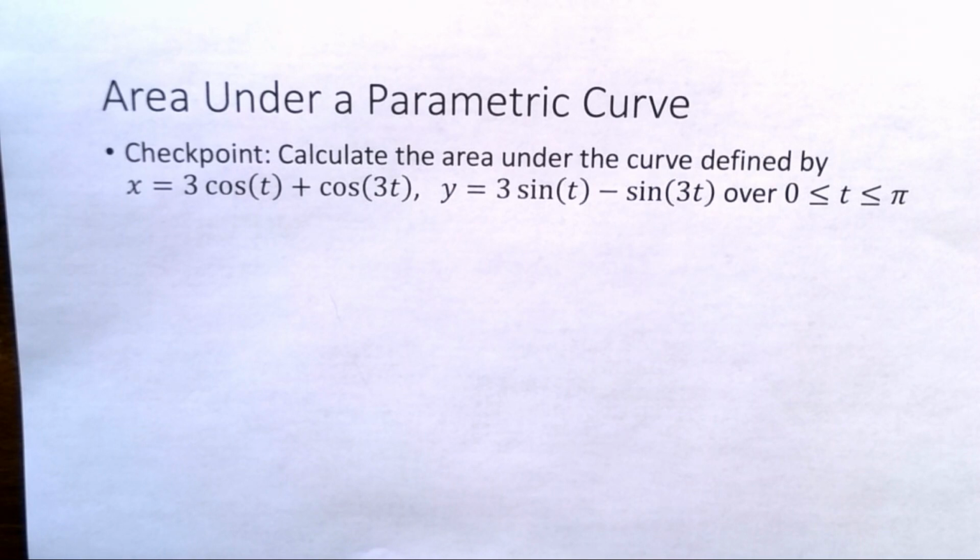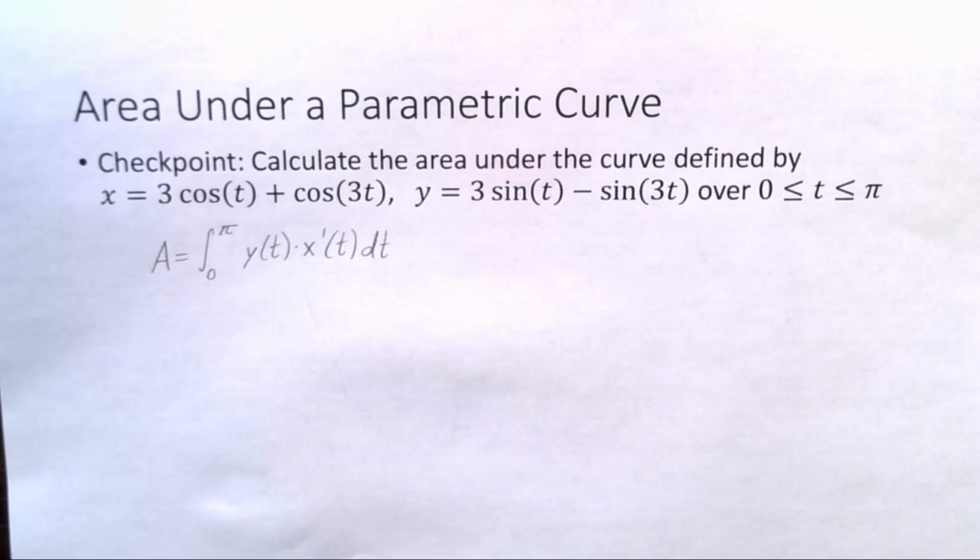So, to do this, we will use our formula, and then in the process we will have to take a derivative of the function for x. So for the formula, we note that a is 0 and b is pi for the limits, and then we're going to have y of t times x prime of t dt.